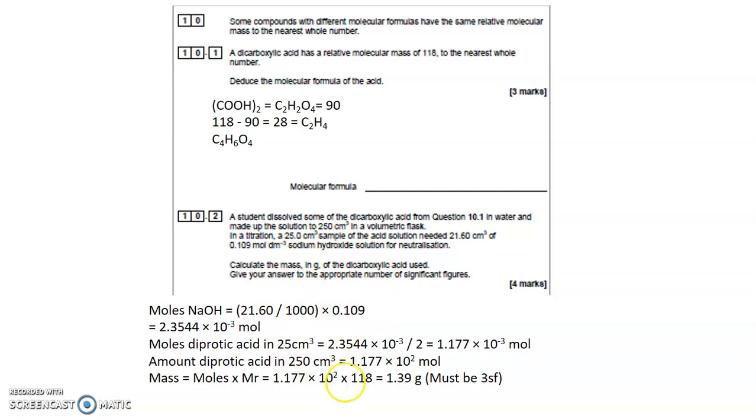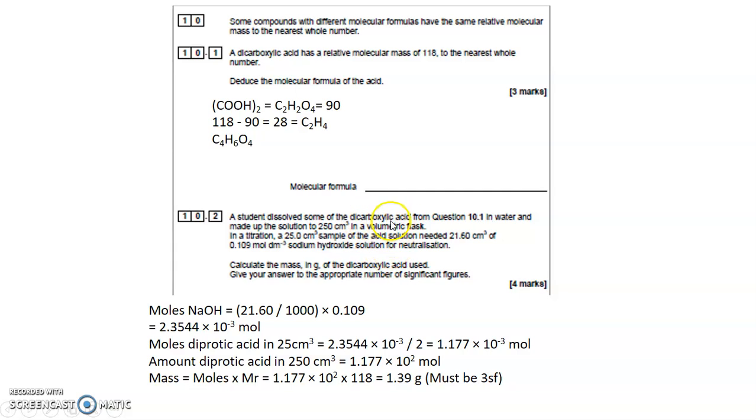So moles: 21.6 divided by 1000, to get dm³, multiplied by the concentration, is 2.3544 times 10 to the minus 3 moles. That's the number of moles of sodium hydroxide. Now, the carboxylic acid group reacts with the sodium hydroxide, but there are two acid groups on there. So it's almost like a double strength acid. It's got two acids, so one acid will take two sodium hydroxides. So it's a diprotic acid.